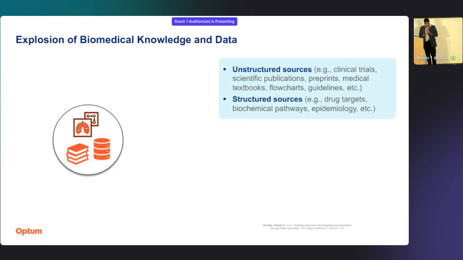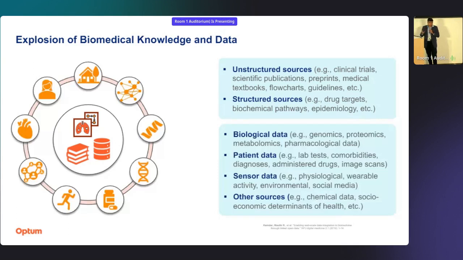There's an expansion of data. There's a lot of new biological data, such as genomics data, proteomics, metabolomics, etc. There is a lot of patient data that is being generated because of the EHR systems, such as lab tests, comorbidities, diagnosis, administered drugs, image scans, etc. There's a lot of sensor data out there, and this is not supposed to be an exhaustive list. There's a lot of other sources, socioeconomic determinants of health, chemical data, etc. Just wanted to highlight that this is a lot of data, this is a lot of knowledge.